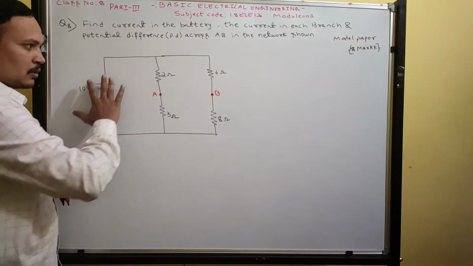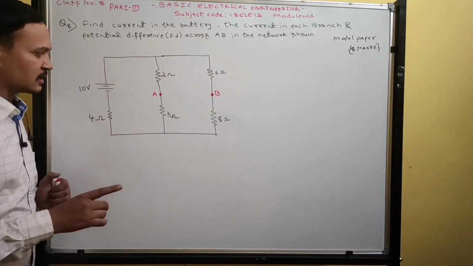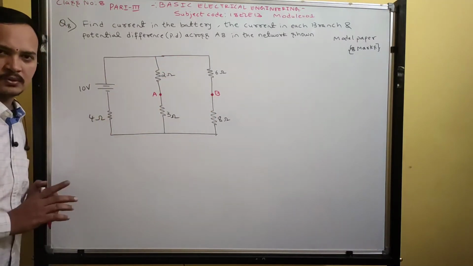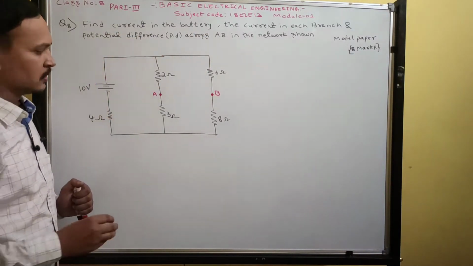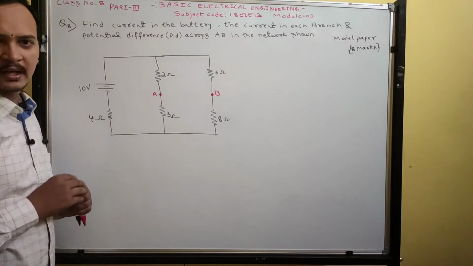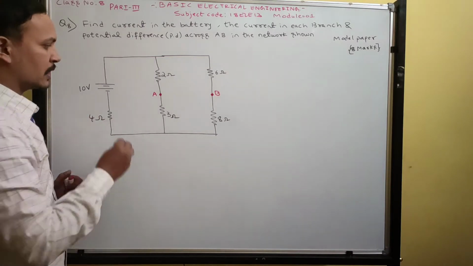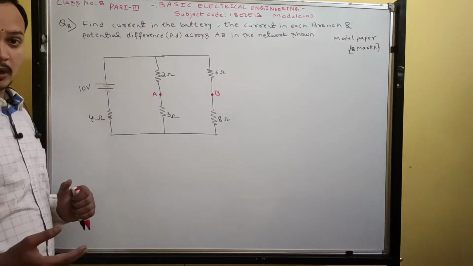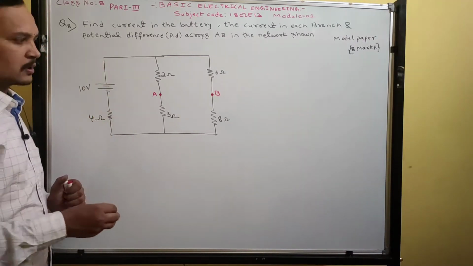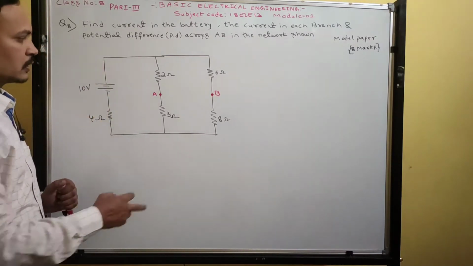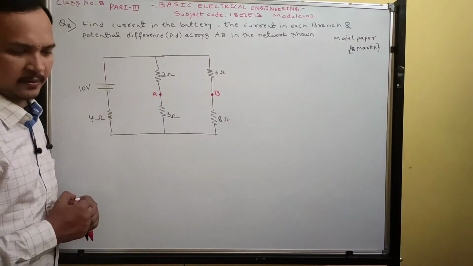Now, the whole network is excited by one voltage source. So whatever the question they asked, I can apply Ohm's law directly. Only basic concepts you can apply. One approach is to simply apply Ohm's law and the current division rule, and you will get the final answer. We can find the voltage across A and B.